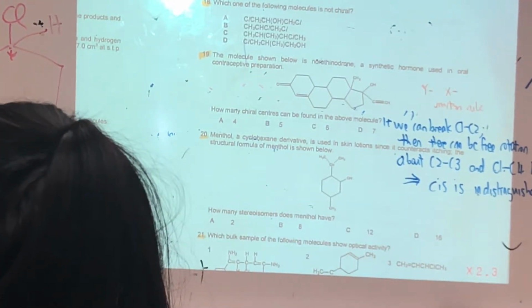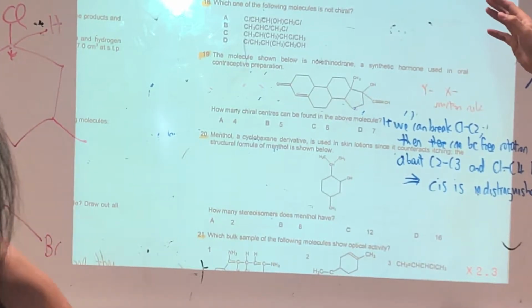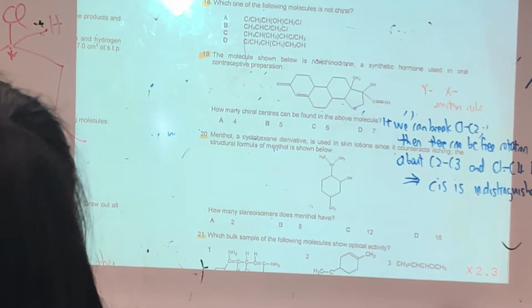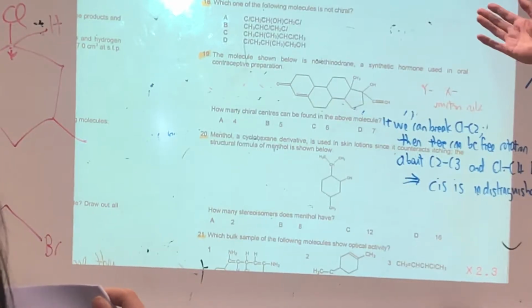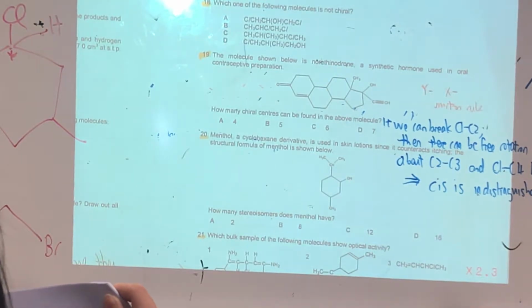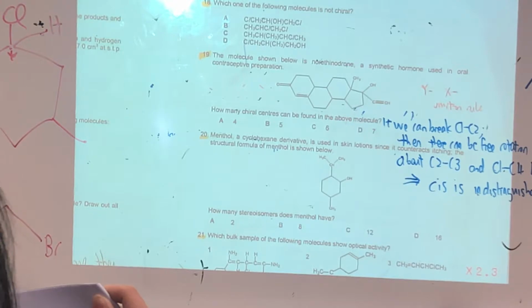Okay, 18. My advice to you all is, if you have time, go and practice your skeletal. If you find that you spend too much time drawing skeletal, I strongly advise you against drawing skeletal for this question. But honestly, when you draw skeletal, it's more obvious whether it's chiral or not. When you look at this, it's not that obvious.